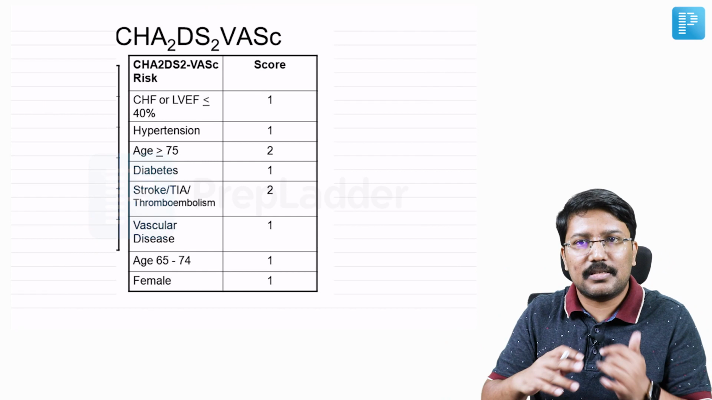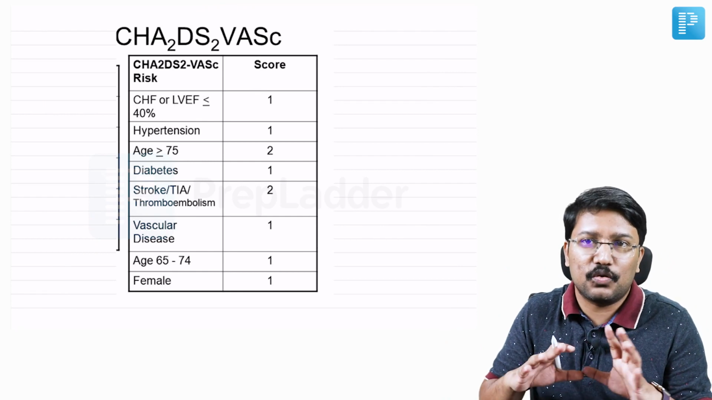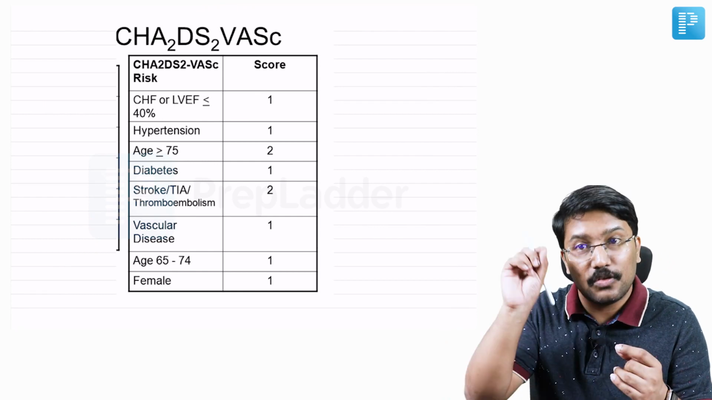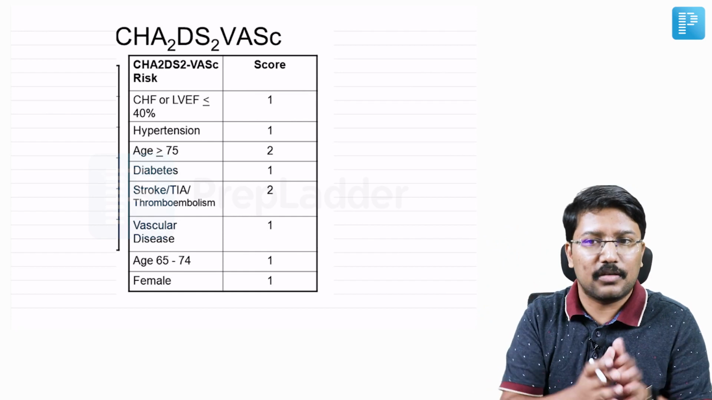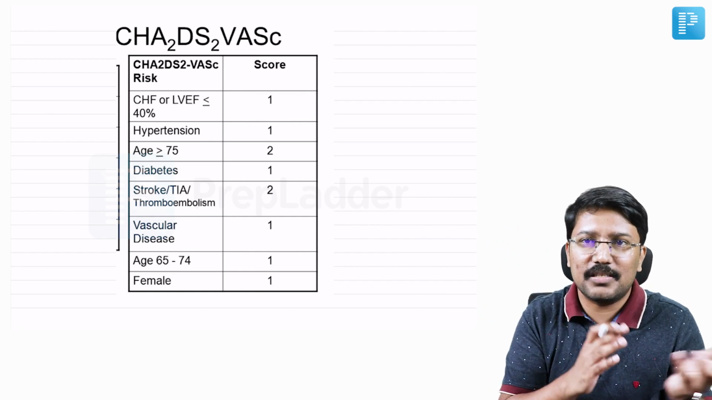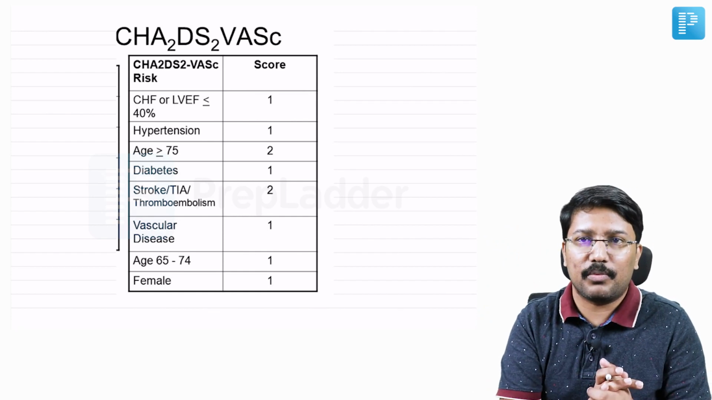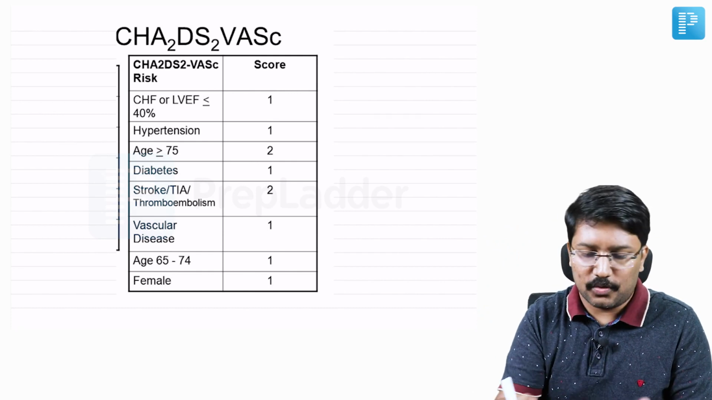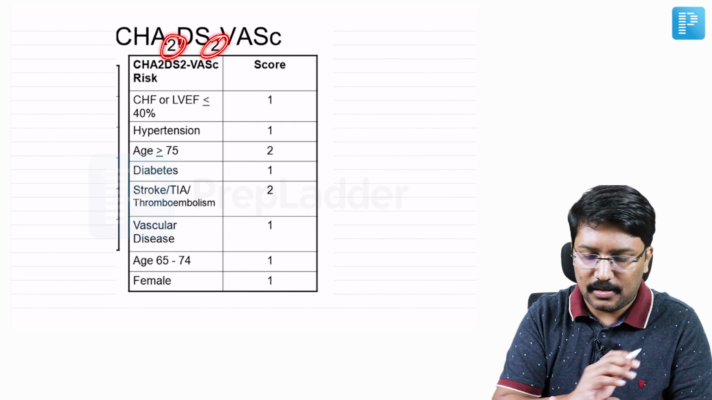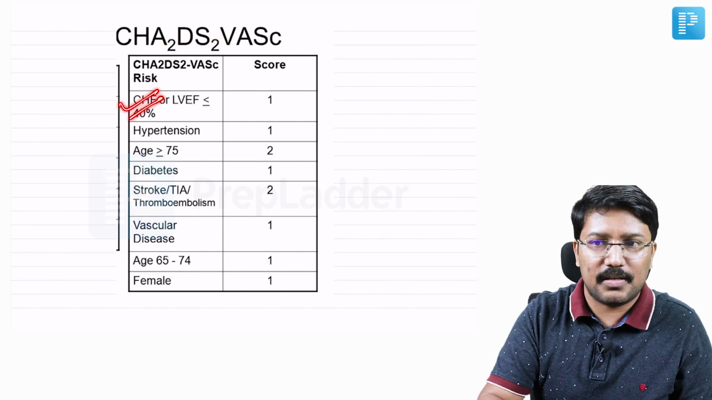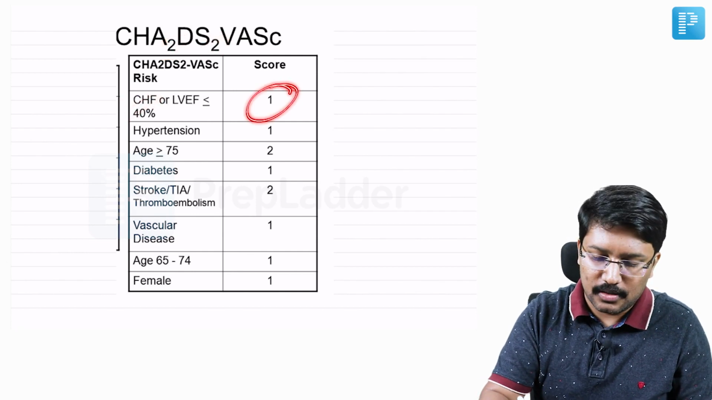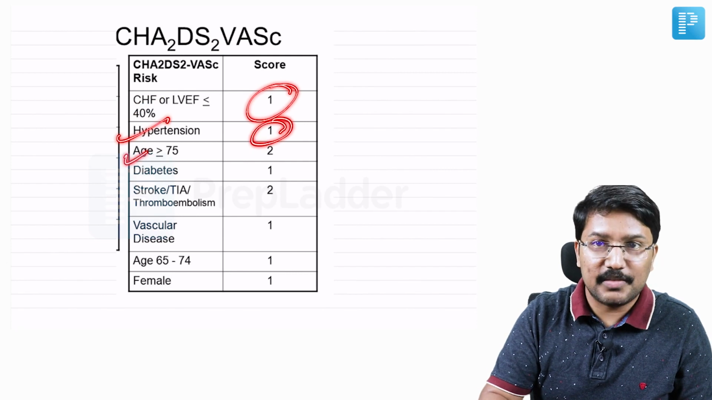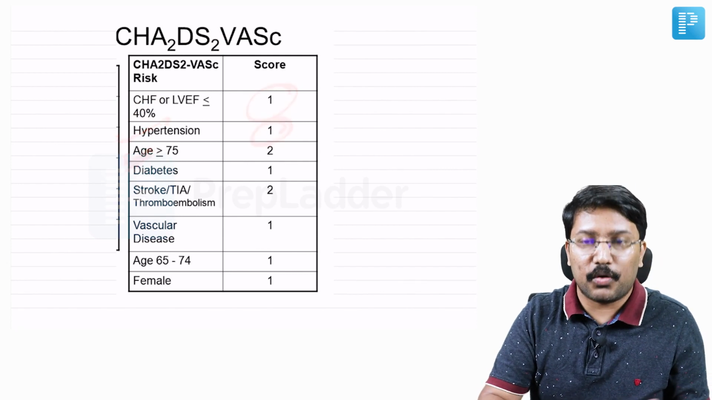So CHA2DS2-VASc is again a very important scoring system that you should be well versed with, all the scores, not only the components. CHA2DS2-VASc per se is a mnemonic. It is not really difficult to remember the components, neither is it difficult to remember the score. So CHF or LVEF less than 40%, 1 point. Hypertension, 1 point. Age more than 75, one of the most potent risk factors.